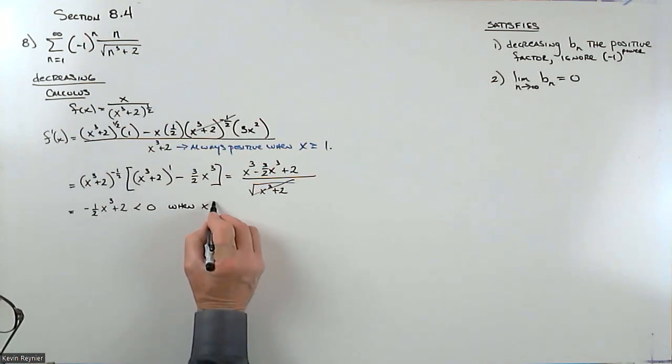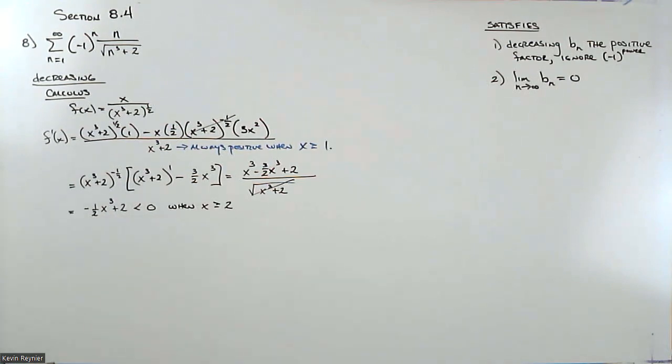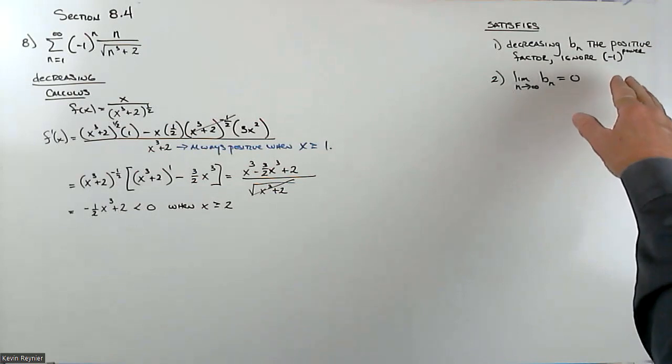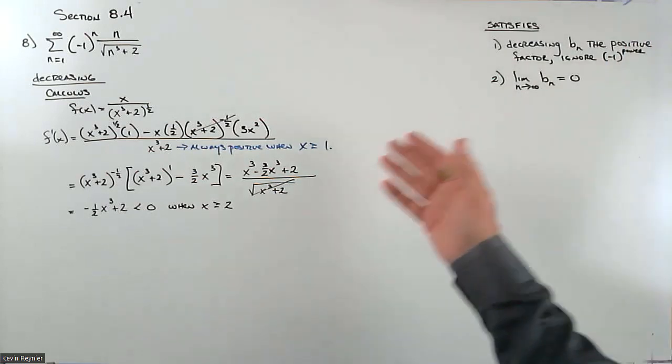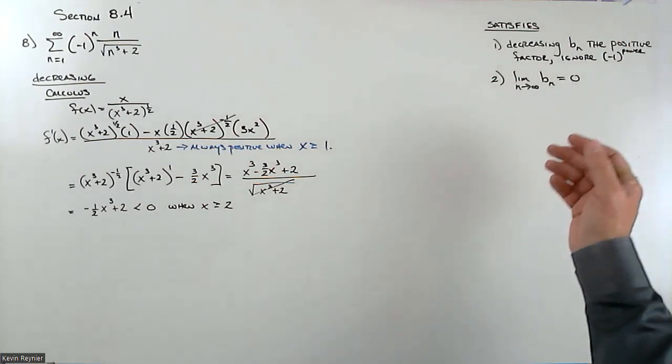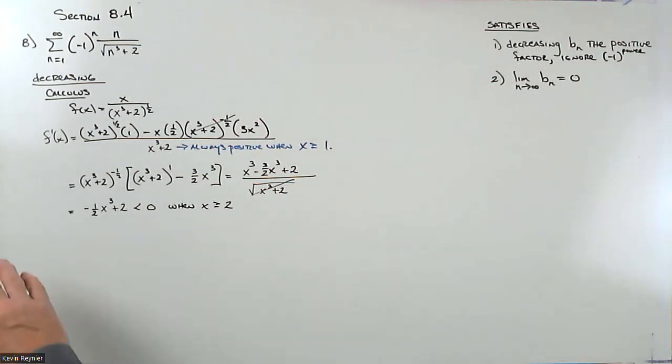when x is greater than or equal to 2. When I put a 1 in there, I'm going to get a positive number. But when I put a 2 in there, I'm going to get 8. Half of 8 is 4. Negative 4 plus 2, that's negative. When we say decreasing, this is what we mean. It's eventually going to be decreasing. It's not decreasing for the first term, but it's decreasing for every term after that. So the first term is going to be bigger than the second term, the second term bigger than the third term, etc. So it goes down forever.